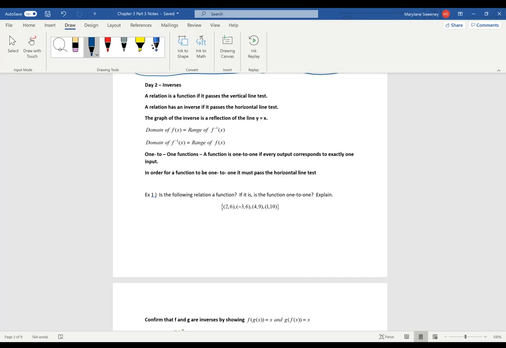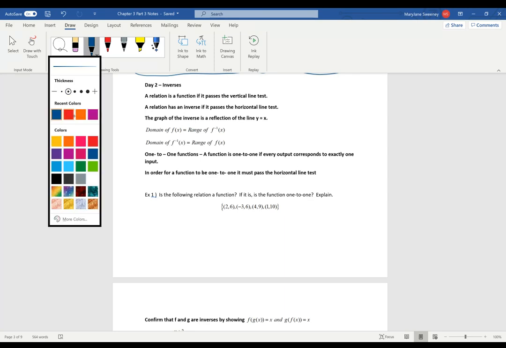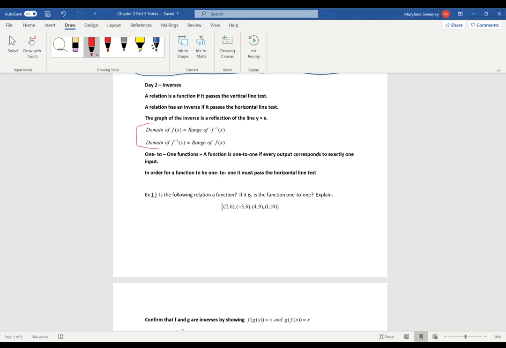This will be very important. The domain of f of x is equivalent to the range of the inverse. The domain of the inverse is equivalent to the range of the original.